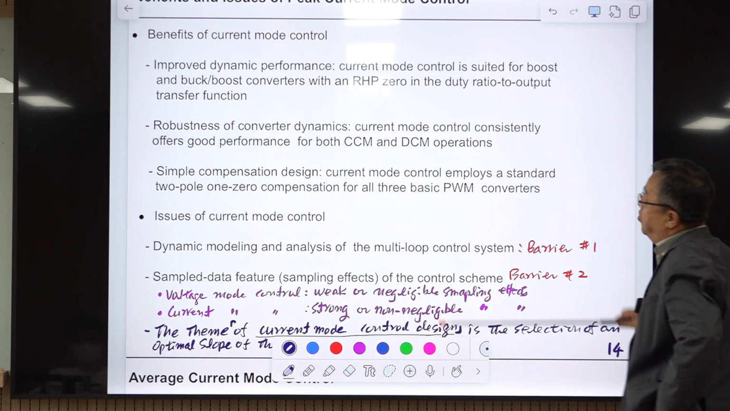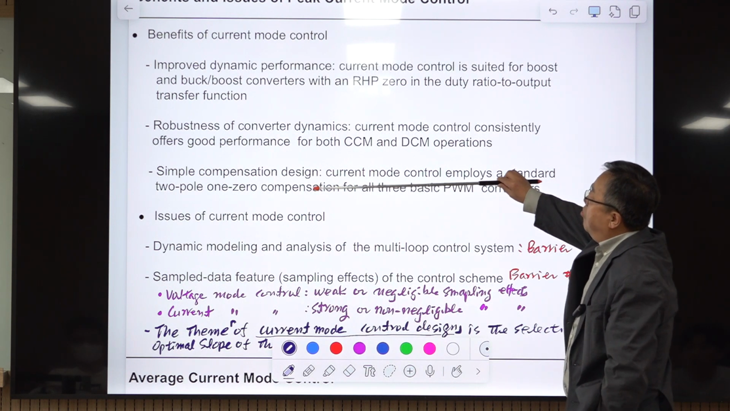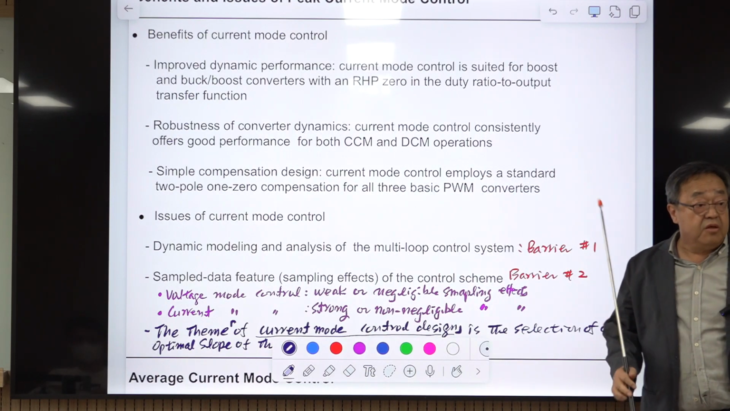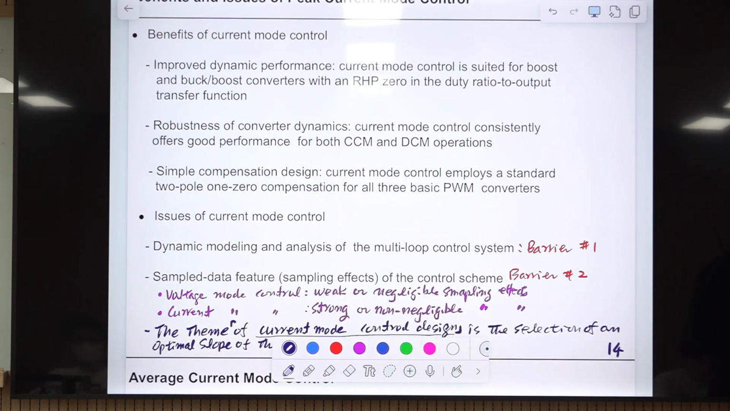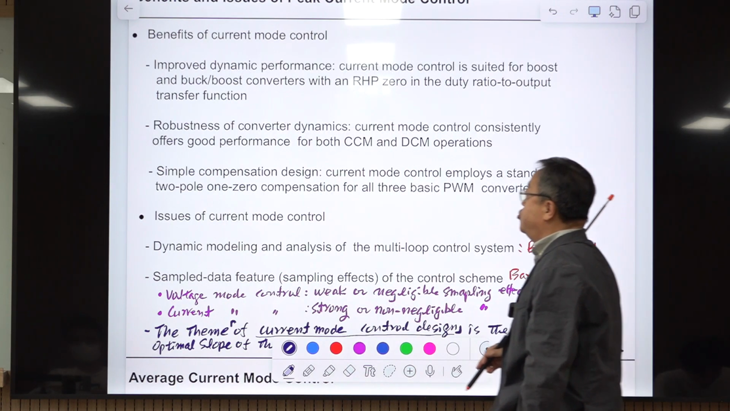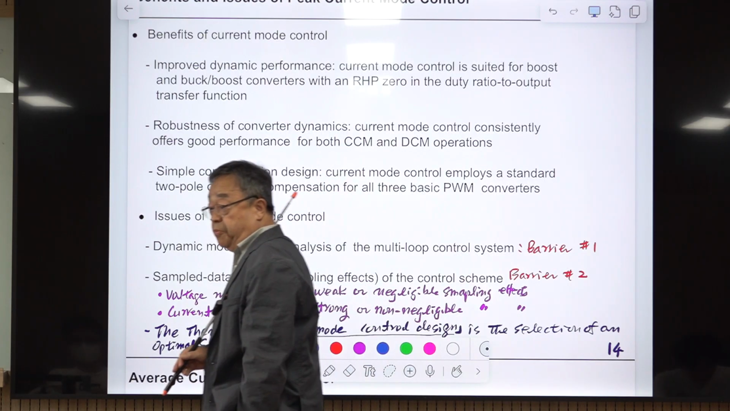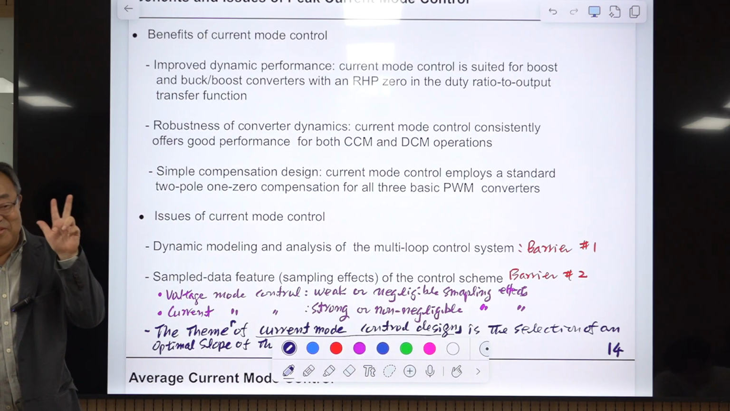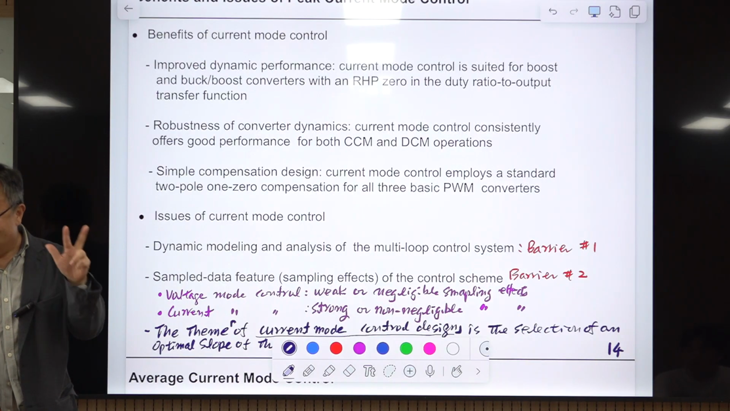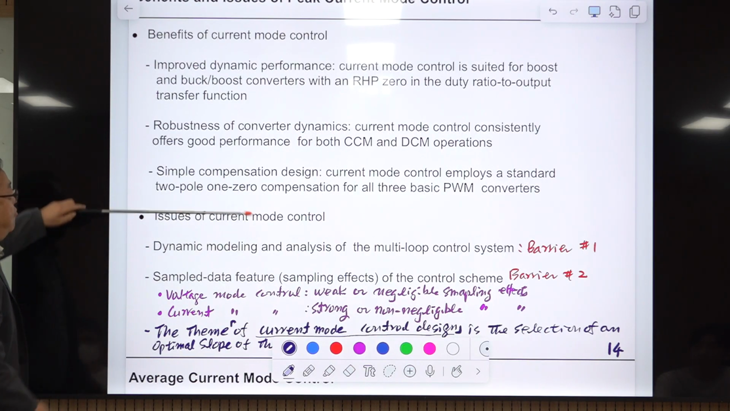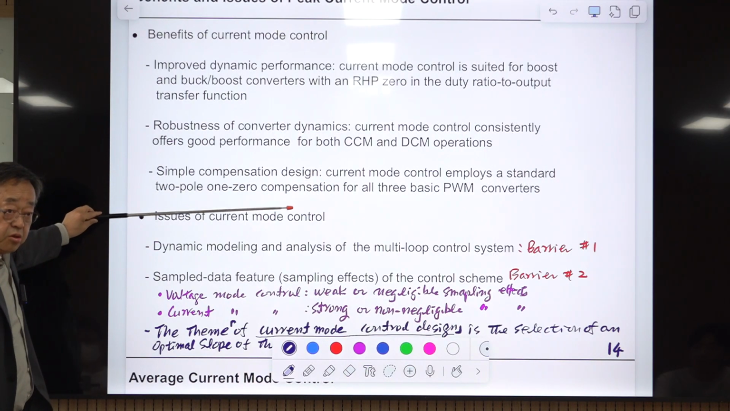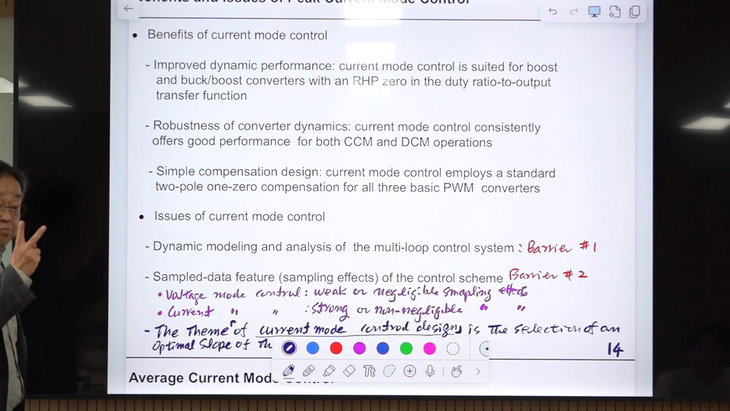And the next one is that the design of the voltage feedback compensation becomes simpler than in the case of voltage mode control. In voltage mode control, we use the 3-pole 2-zero compensation. People usually call it type 3 compensation. I don't know why they call it type 3. But for current mode control, you can use this 2-pole 1-zero compensation. They call it type 2.